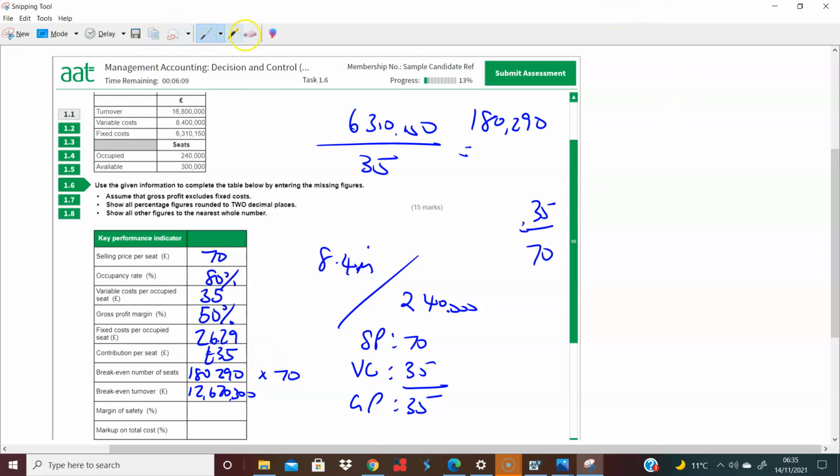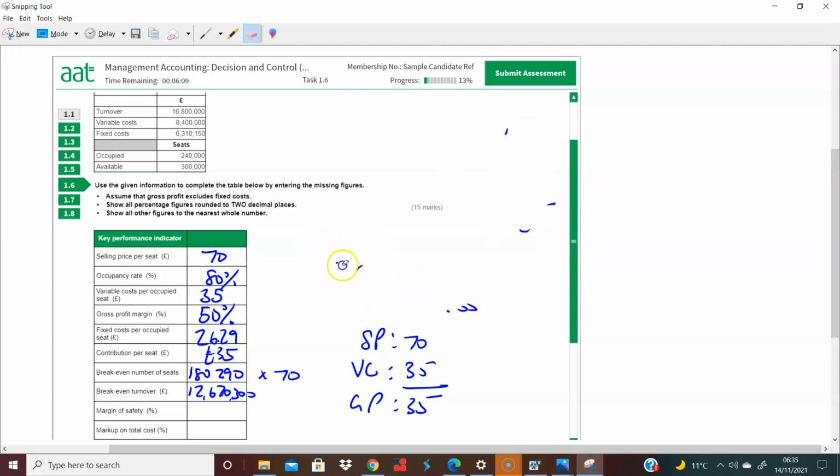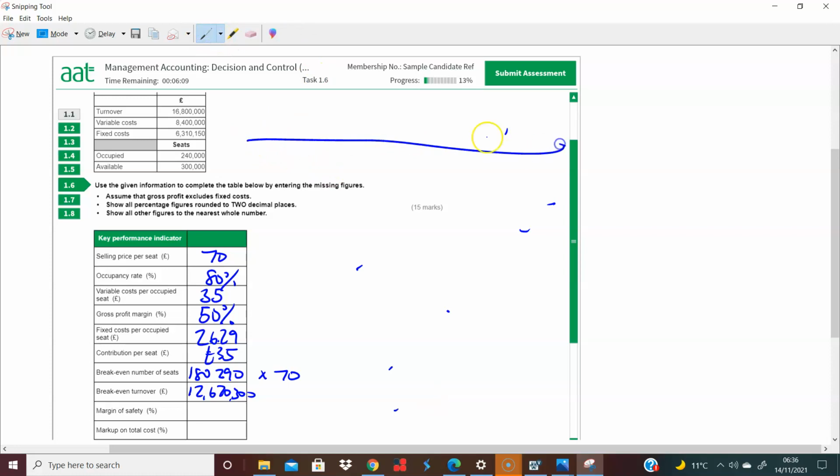So from your break-even situation, what you now have is your break-even number of seats. I'll just draw a line. And so you have your break-even number of seats, which is 180,290.